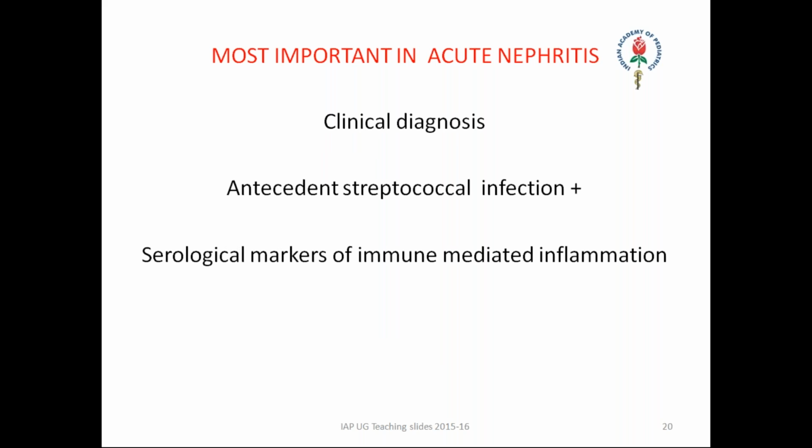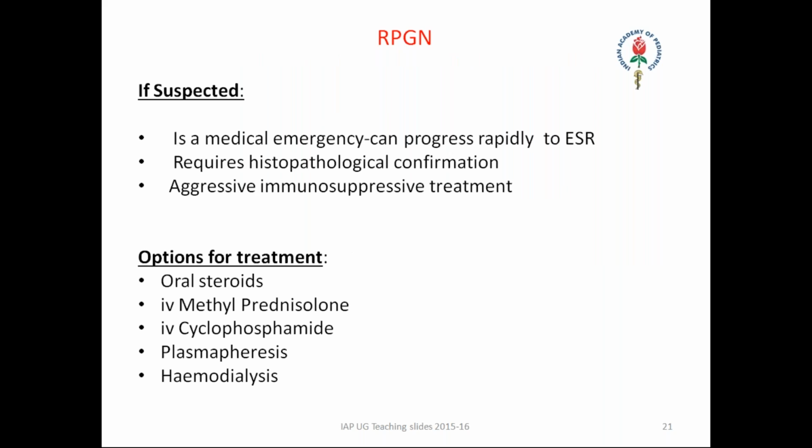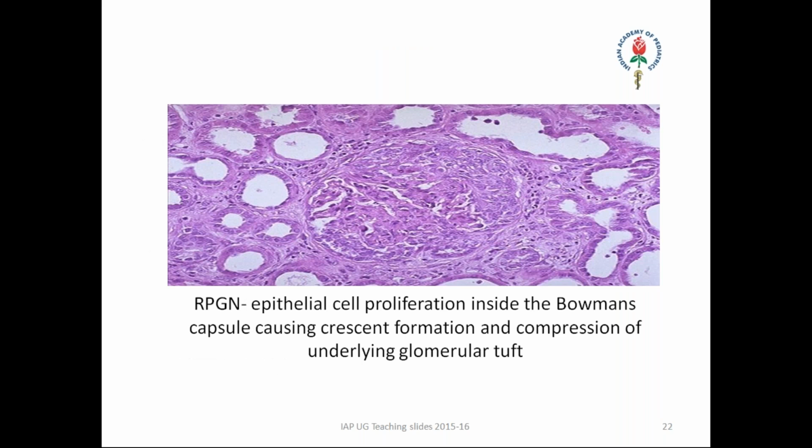Most important in acute nephritis is your clinical diagnosis, the presence of previous streptococcal infections, and immune mediated inflammation. For RPGN, just revising, rapidly progressive glomerulonephritis is a medical emergency and progresses to end-stage renal disease. Histopathological confirmation is a must, and immunosuppressive treatment is recommended. You can do it with steroids, methylprednisolone, plasmapheresis, hemodialysis, and cyclophosphamide. Epithelial cell proliferation is seen in the Bowman's capsule, with crescent formation compressing the underlying glomerular tuft.